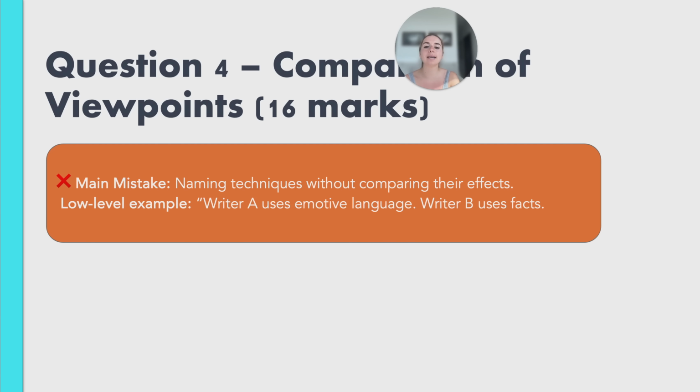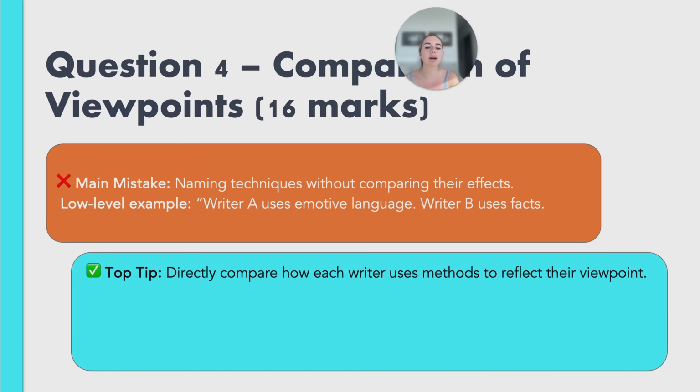So the main mistake is naming techniques without comparing their effects. This is quite similar to what a lot of students do for question 3, but we want to be comparing their effects. Not just talking about the effects, like alliteration and the effect of that, but comparing the effects and how that shows the writer's viewpoint. So a low-level example would say, writer A uses emotive language, whereas writer B uses facts. We don't really get an actual explanation. We get a difference. Obviously, it's a comparison of the different things that they use. We don't really get an explanation of the effects and how they're different.